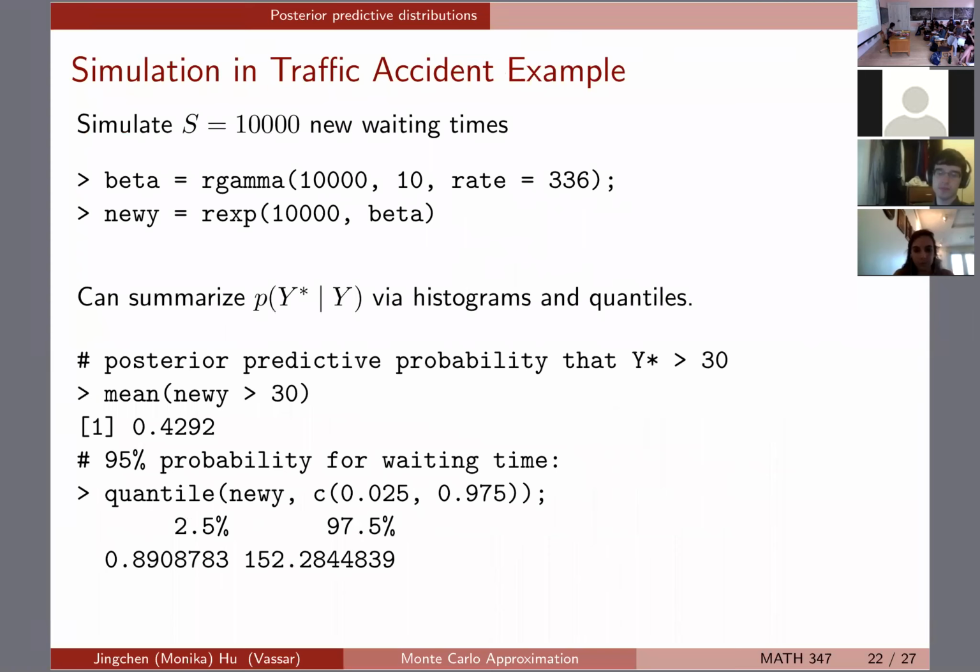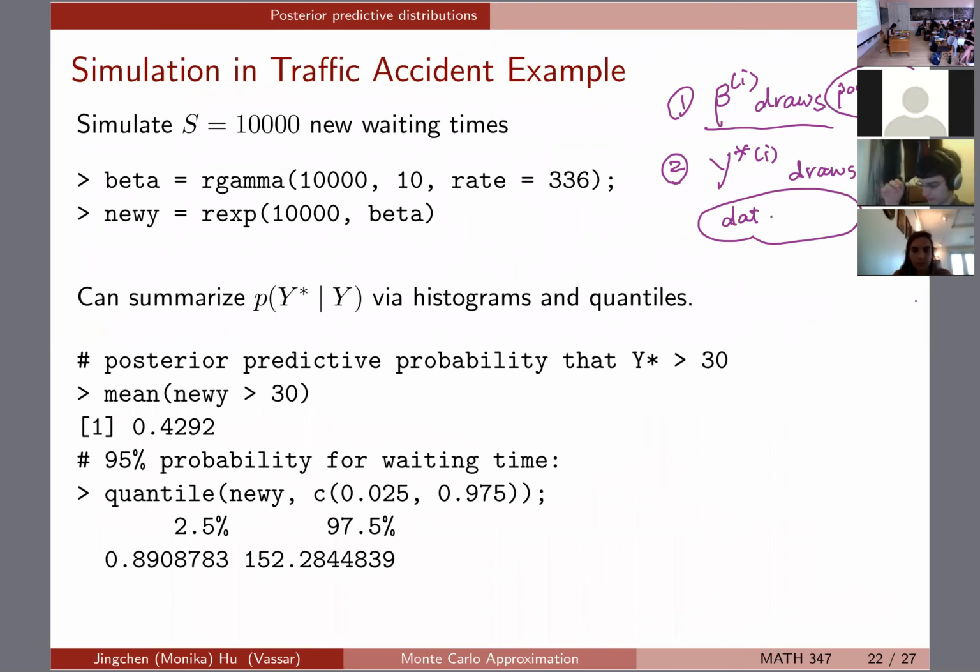Earlier we were saying that first of all, I'm going to draw beta, and second, I'm going to draw the new data. The beta draw is from the posterior, and the new data draw is from the data model. You notice that the data model is the same as before. That's the basic assumption that we have, so make sure that you know what they are.